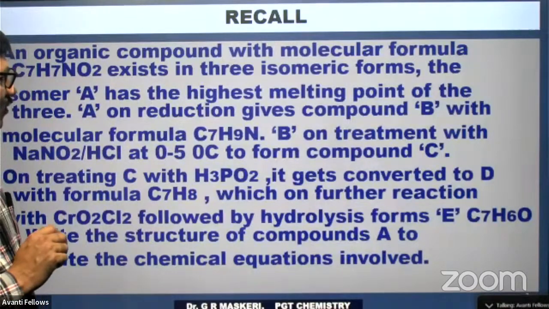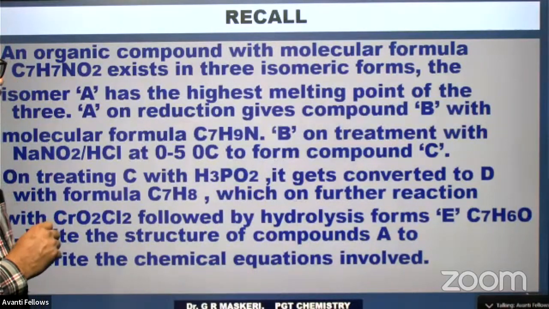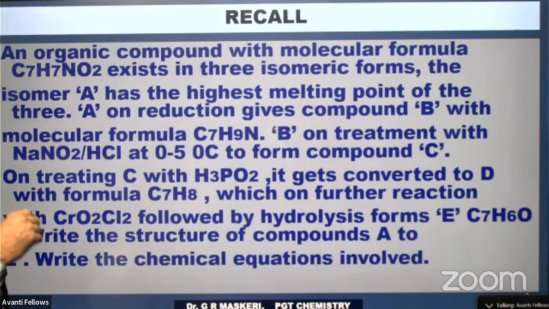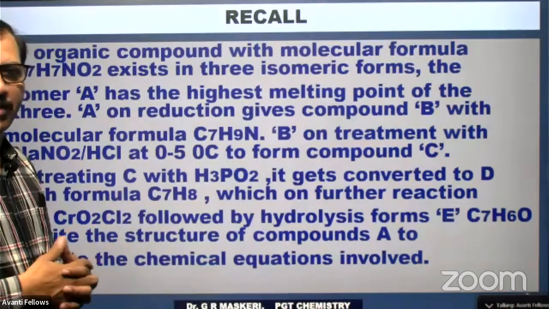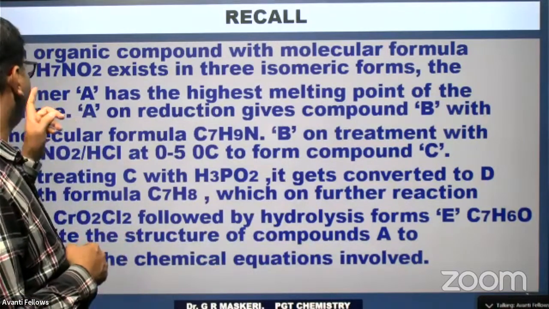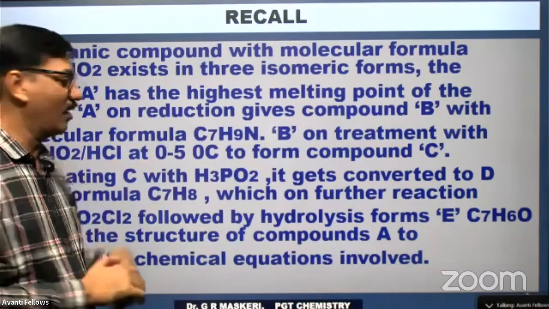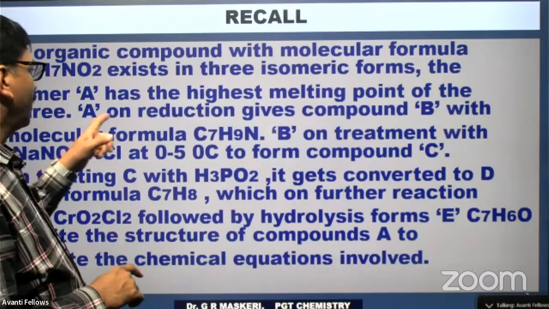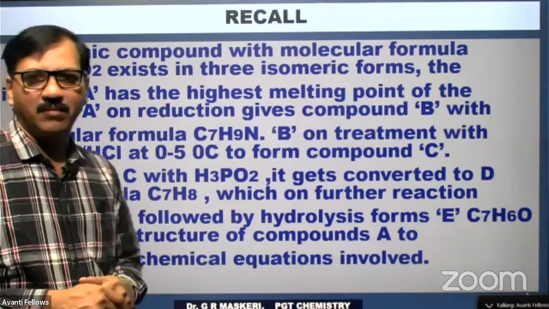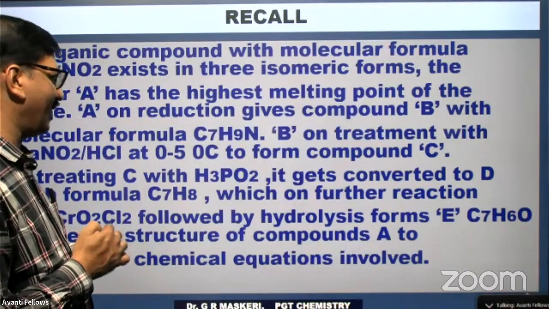The word problems, it was a lengthy one. I have taken it from the CBSE sample paper. An organic compound with molecular formula C7H7NO2 exists in 3 isomeric forms. They have given a molecular formula of a compound and said that it exists in 3 isomeric forms. The isomer A has the highest melting point. Out of that, we have to choose one isomer which has the highest melting point. A on reduction gives compound B with the molecular formula C7H9N.